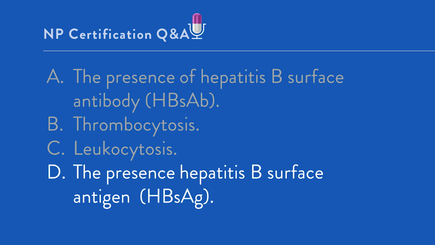Option D, the presence of hep B surface antigen. This is correct. Hep B surface antigen, abbreviated HBsAg, is the serologic hallmark of hepatitis B infection. After acquiring HBV, the hep B surface antigen appears in the serum within 1 to 10 weeks. Hepatitis B surface antigen is noted whenever the hep B virus is on board and usually clears as the disease resolves and hep B surface antibody rises.